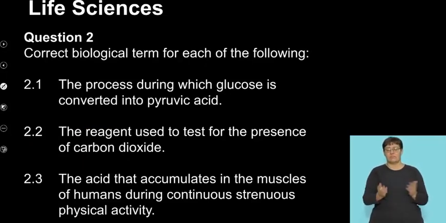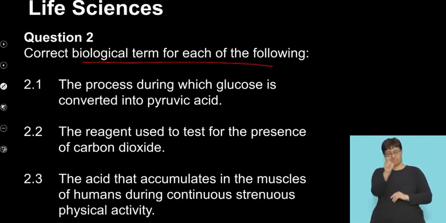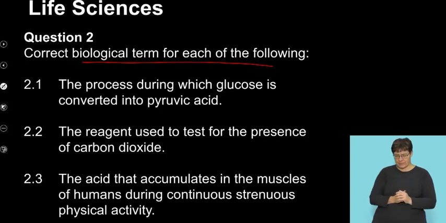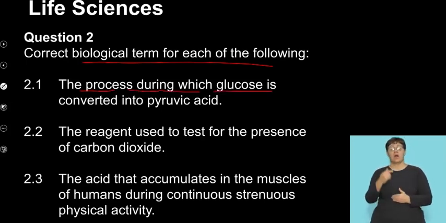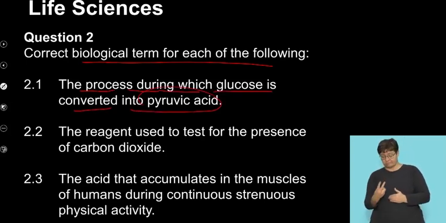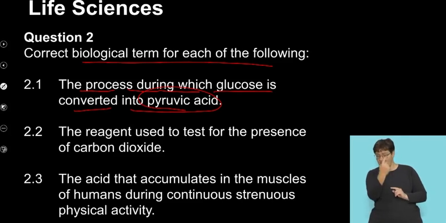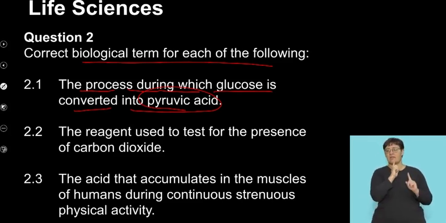Let's move on to question 2. This relates to biological terms. So we'll go through a few of these and apply our understanding. The process during which glucose is converted into pyruvic acid. I'm going to give you a moment to write your answers down. Let's go through them, and as we do that, I hope that you'll be able to give me 3 answers in a bit.